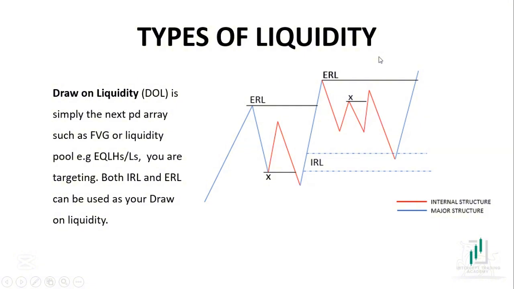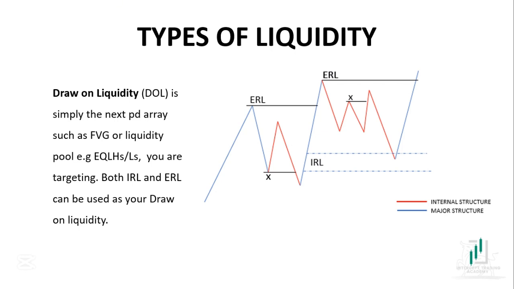Drawn liquidity is simply the next PDRA, such as a fair value gap or a pool of liquidity, for example equal highs or equal lows you are targeting. Both internal range and external range liquidity can be used as your draw on liquidity.